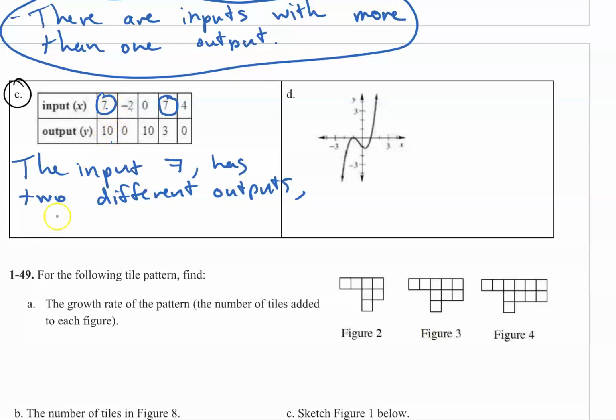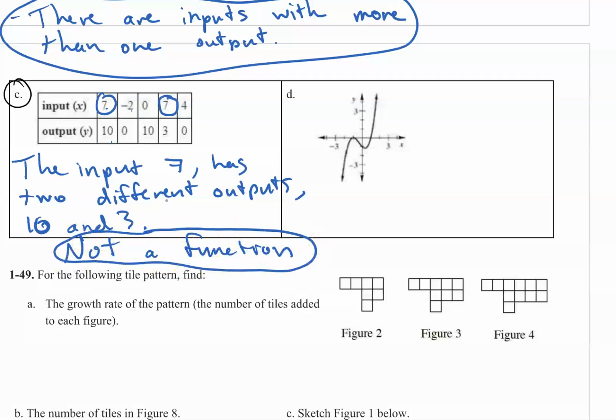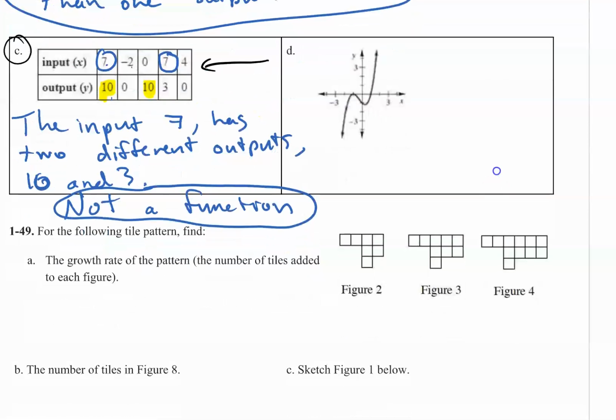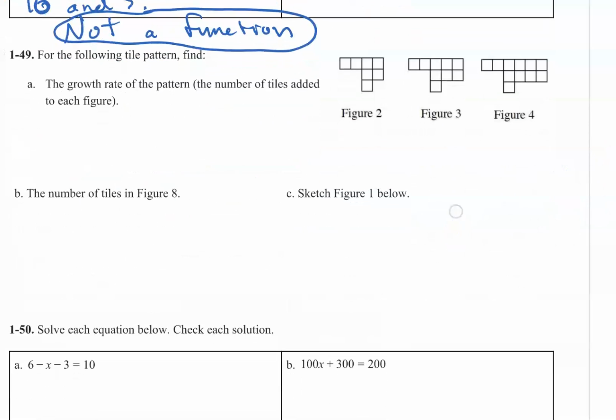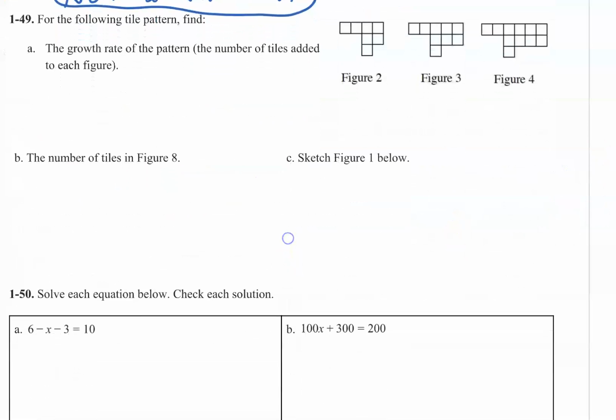Which are 7 can output a 10, 7 can also output a 3. 10 and 3. So for that reason we say it's not a function. There are repeats in the output, but that's okay. Repeats in the output doesn't matter. We're only looking for repeated inputs. Inputs with 2 different outputs.